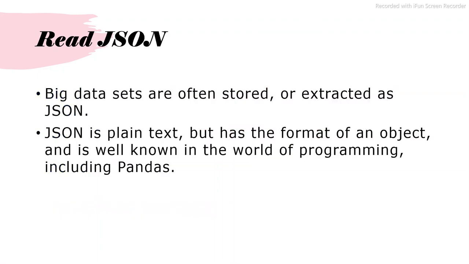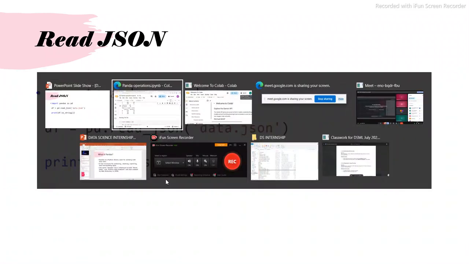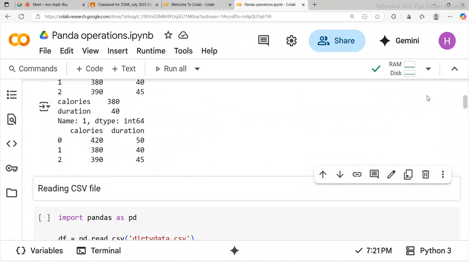Then you can read a JSON file also. A JSON file looks like a dictionary, where you will have key value pairs, and you can read the JSON files using this kind of function, read_json. Okay, and then give the file name. Then it will read the contents from the JSON file, and then it will give you the output. As you can see here.